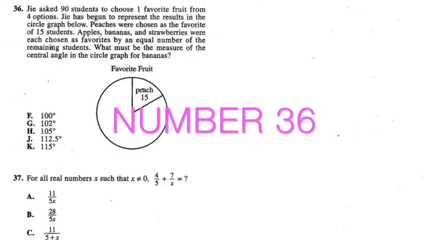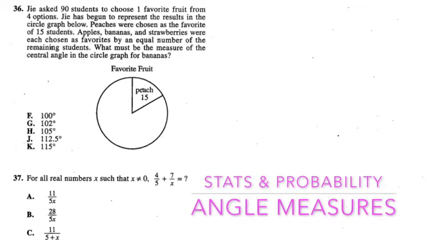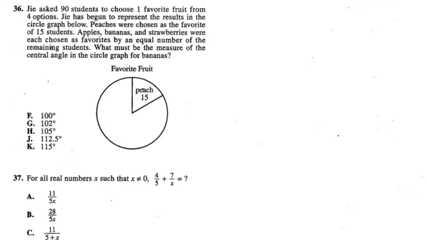Number 36, this is a statistics and probability question. We're working with angle measures. Gia asked 90 students to choose one favorite fruit from 4 options. Peaches were chosen as the favorite of 15 students. So 15 out of 90 students is what's represented in this pie chart.